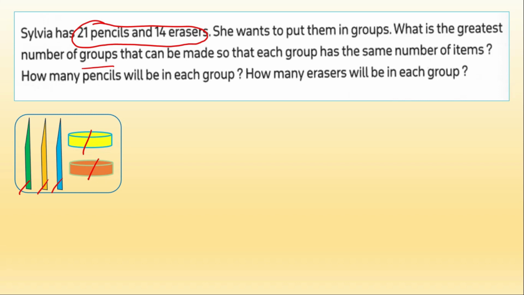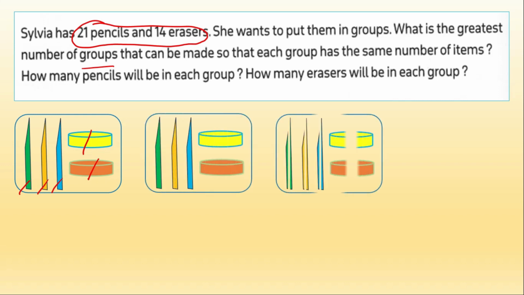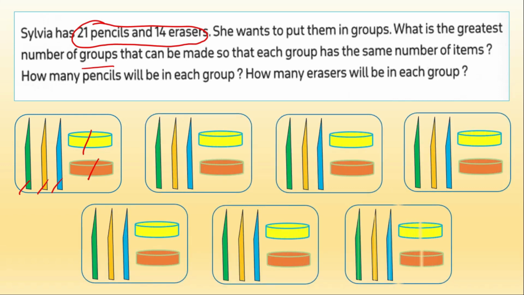Got it? Let's draw 7 groups like this group. 1, 2, 3, 4, 5, 6, 7. These groups are exactly similar. Each group contains 3 pencils and 2 erasers. So now we have 7 groups. Let's count the total number of each item, the pencils and also the erasers.